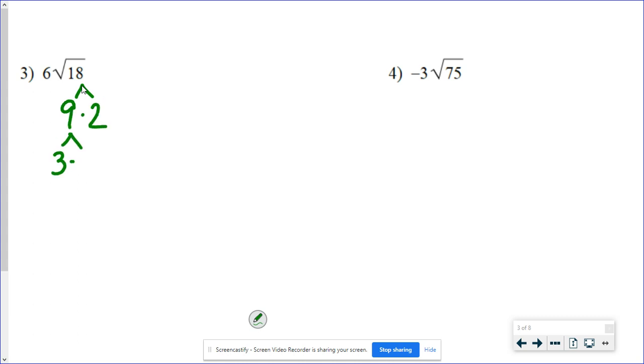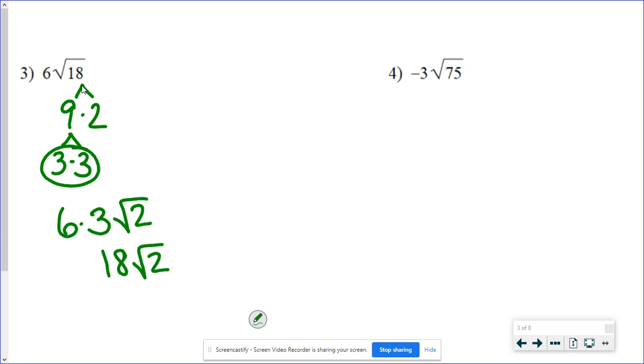So this will be a 3 and a 3 pair. The 2 doesn't have a partner, stays inside. So I have 6 on the outside. I have 3 on the outside now that broke out, and I have my 2 left over. So that'll be 18 rad 2 for my answer.